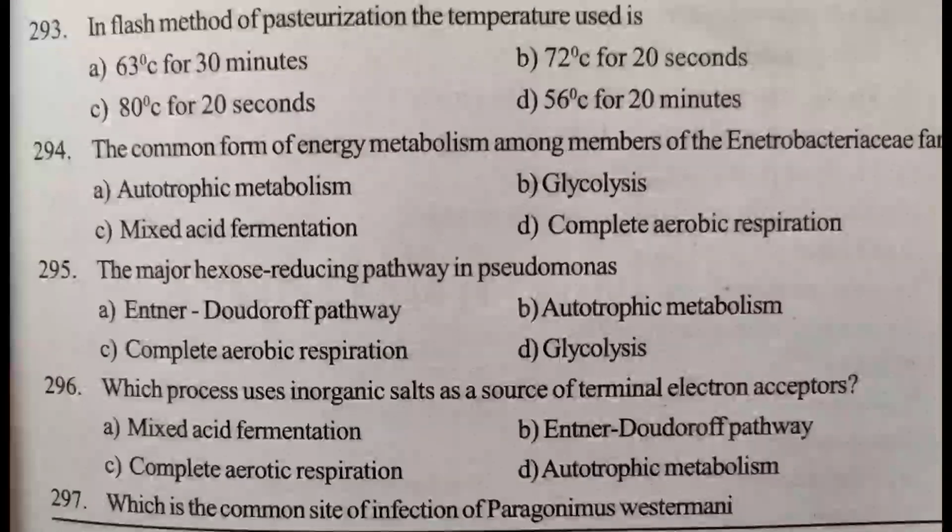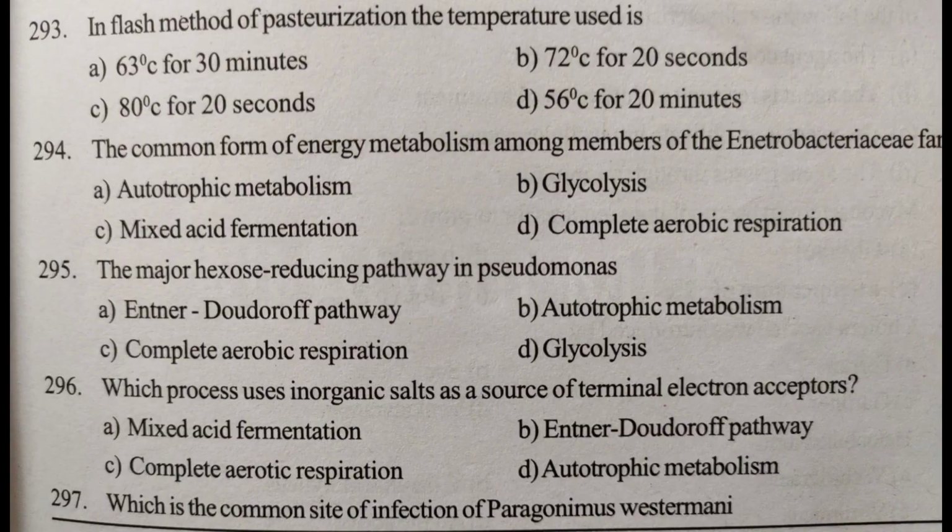In flash method of pasteurization, the temperature used is option A, 63 degrees Celsius for 30 minutes. Option B, 72 degrees Celsius for 20 seconds. Option C, 80 degrees Celsius for 20 seconds. Option D, 56 degrees Celsius for 20 minutes. Answer is option B, 72 degrees Celsius for 20 seconds.